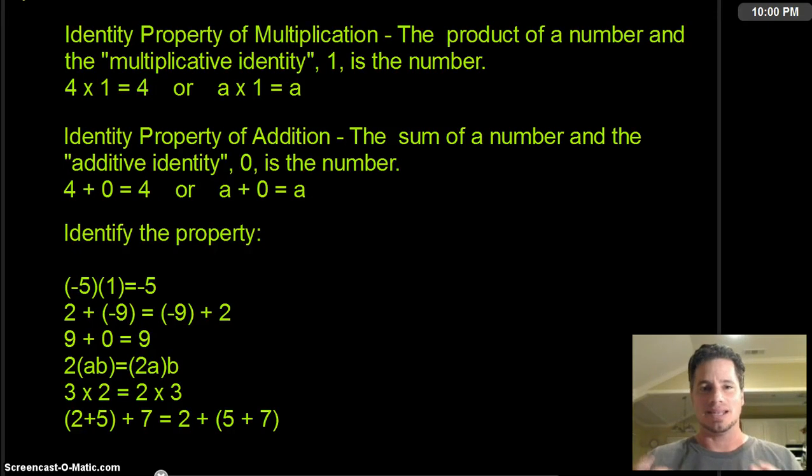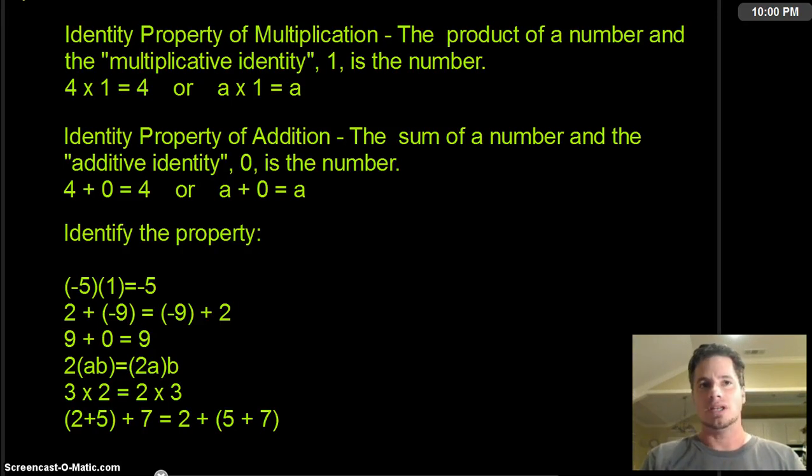It keeps its identity. The identity property of addition, meaning you're going to add 0 to a number so that it keeps its identity. So 4 plus 0 is 4. So that is the identity property of addition. I start out with a number, I end up with the same number. Okay, with multiplication, I multiply by 1. With addition, I add 0.